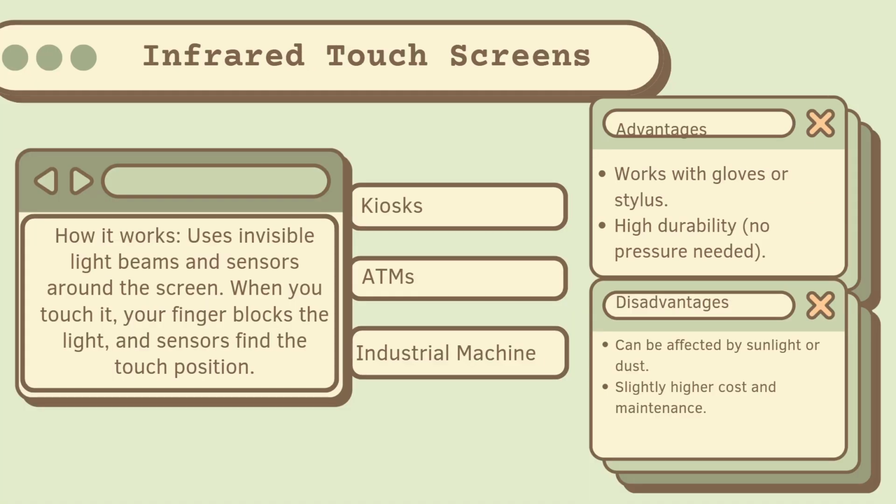The next one is infrared touchscreens. It works by using invisible light beams and sensors around the screen. When you touch it, your finger blocks the light and the sensor finds the touch position. Examples are kiosks, ATMs, and industrial machines. The advantages are that it works with gloves or a stylus, and it has high durability. The disadvantages are that it can be affected by sunlight or dust, and it has slightly higher cost and maintenance.